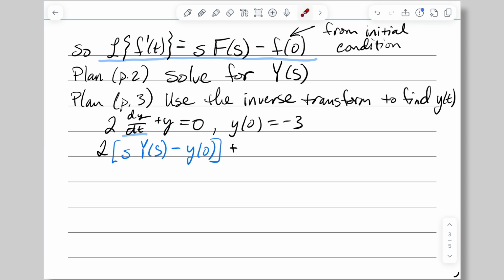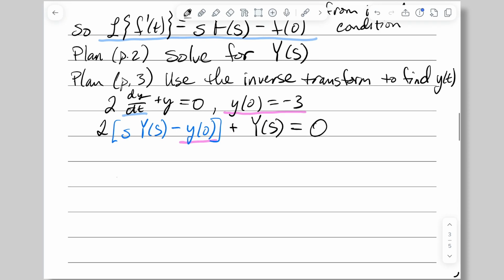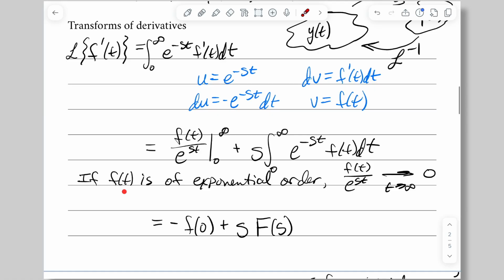Plus, we have this y here. I don't know what the Laplace transform of y is, but I know what I can call it. It's uppercase Y of s. And then the Laplace transform of 0 is 0. We have this initial condition that y of 0 is equal to -3, so we get to substitute that in place of y of 0, and we end up with 2s Y of s plus 6 plus Y of s is equal to 0.